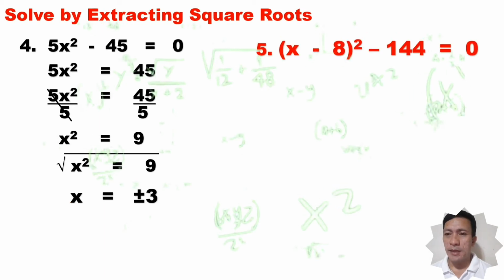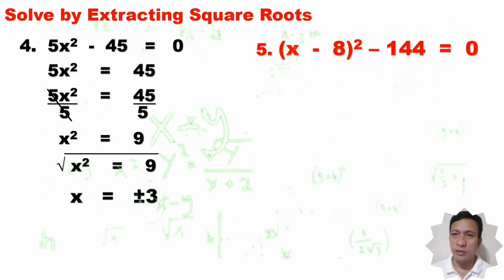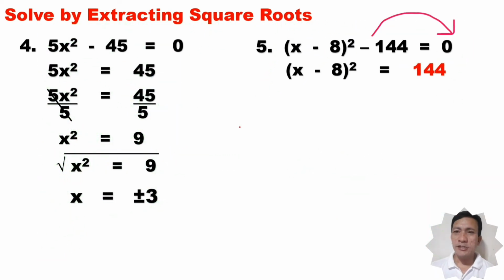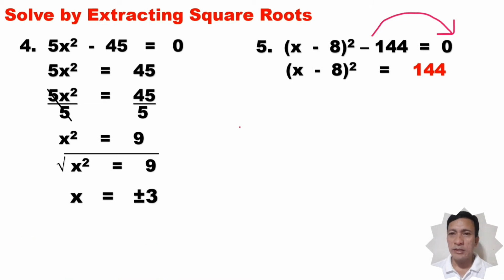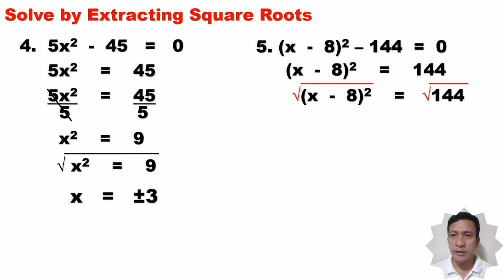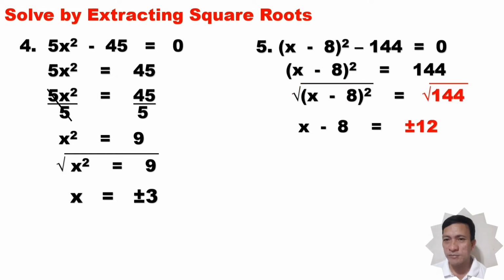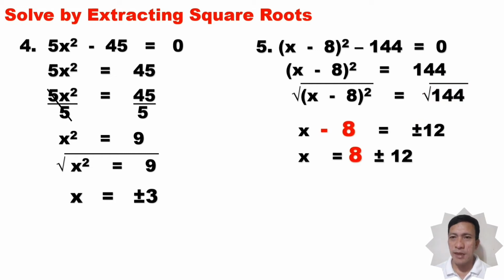Problem number 5. Quantity x minus 8 squared minus 144 equals 0. Transpose 144 to the right, it will become positive. So we have quantity x minus 8 squared equals 144. To remove the square, extract square root of both sides. Square root of quantity x minus 8 squared is x minus 8. Square root of 144 equals positive and negative 12. Then, transpose negative 8 to positive 8 on the right. So we have 8 plus and minus 12.